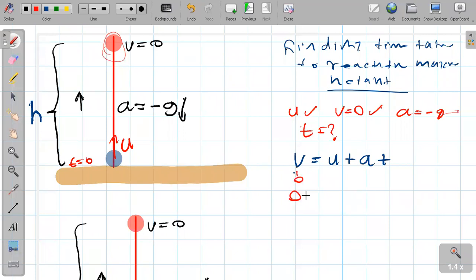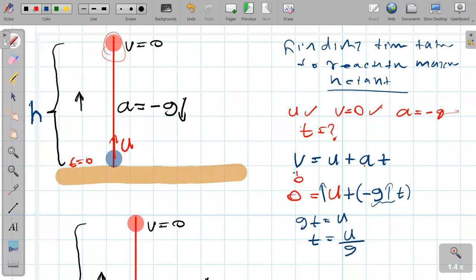So I'm going to apply 0 equals u plus, and what is this? Minus g. Gravity is acting against, so you have to convert it back to the same direction by putting a negative sign here. This whole set can be pushed to the other side. gt equals u. So t equals u over g. This is one of the equations you may obtain.